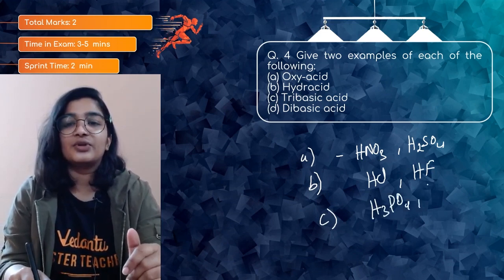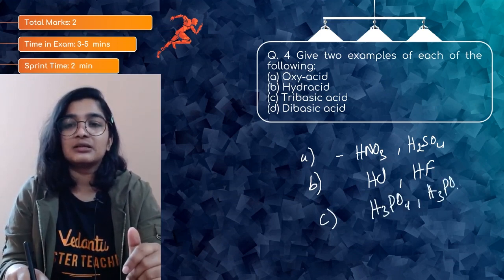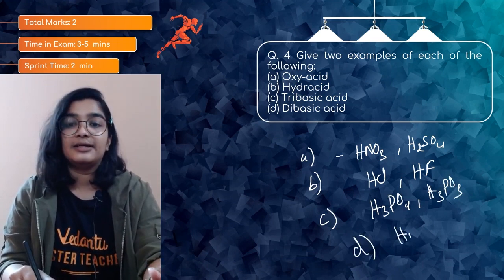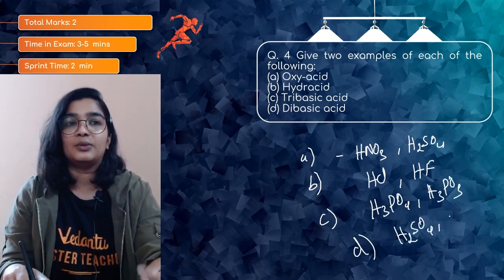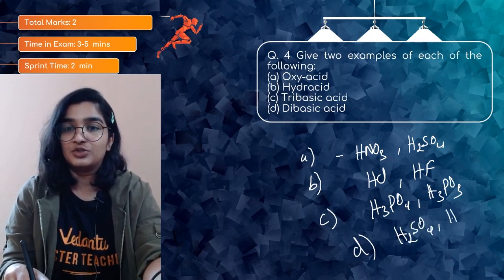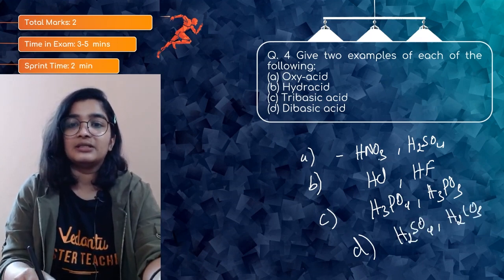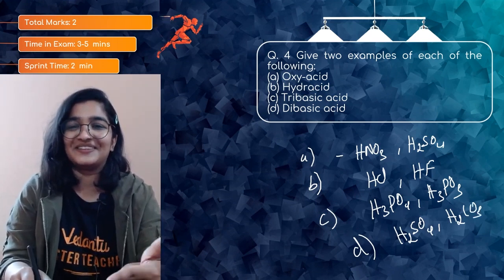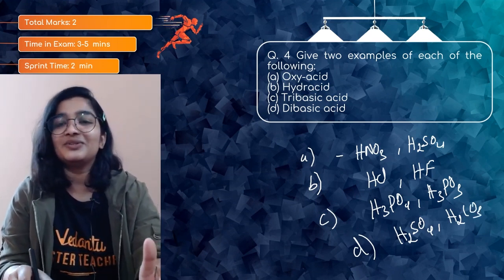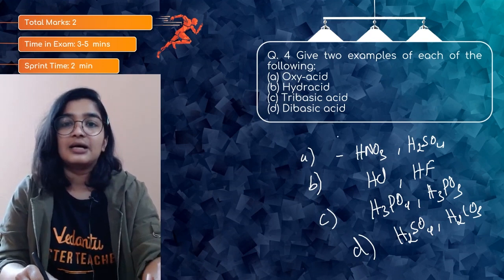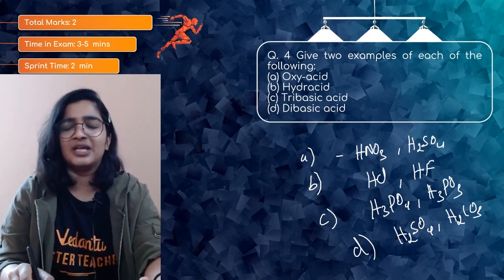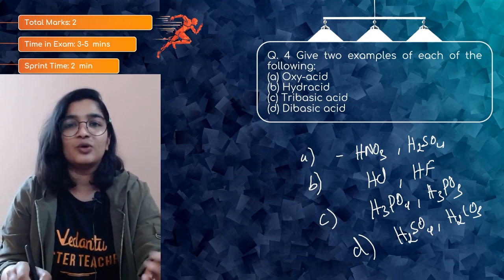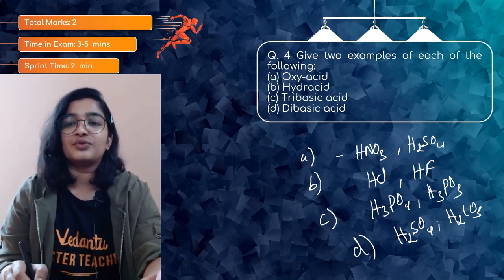H3PO4, phosphoric and phosphorus acid. Dibasic acid, sulfuric acid, H2SO4. Other one is carbonic acid, H2CO3. See, this has, oh, I'm sorry, oxy acid. Yeah, it's oxy acid. So I thought this is monobasic. So HNO3, H2SO4, oxy acids, hydracids, HCl, HF, HBr. So it should not contain oxygen. That's it. Tribasic, H3PO4, H3PO3, dibasic, H2SO4, H2CO3.